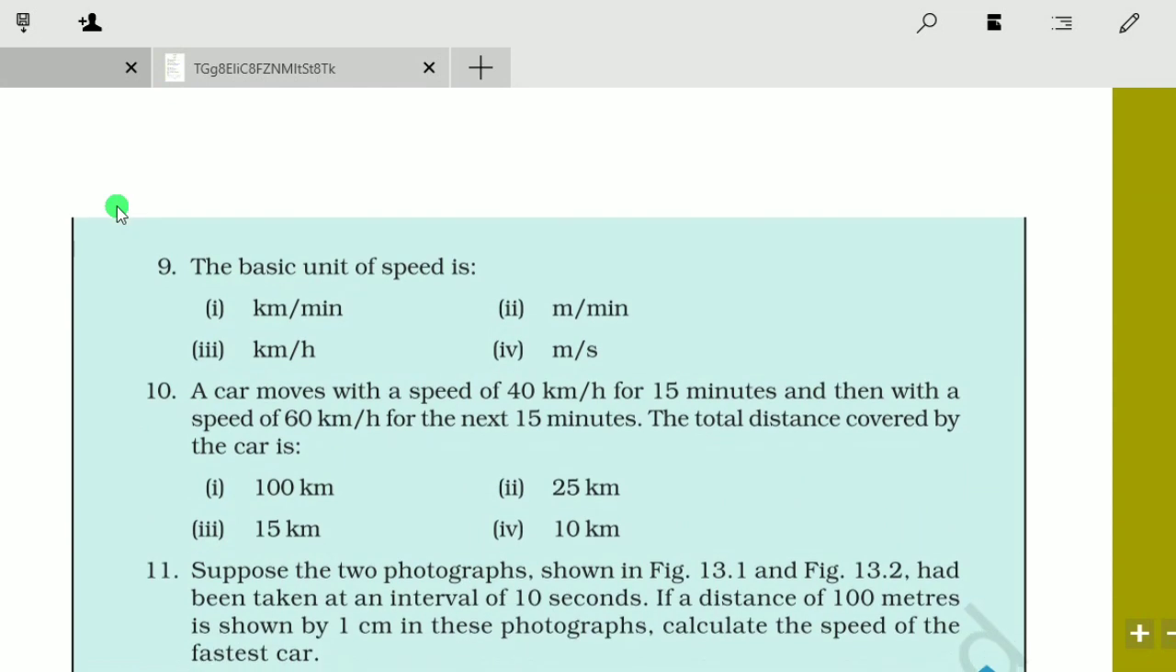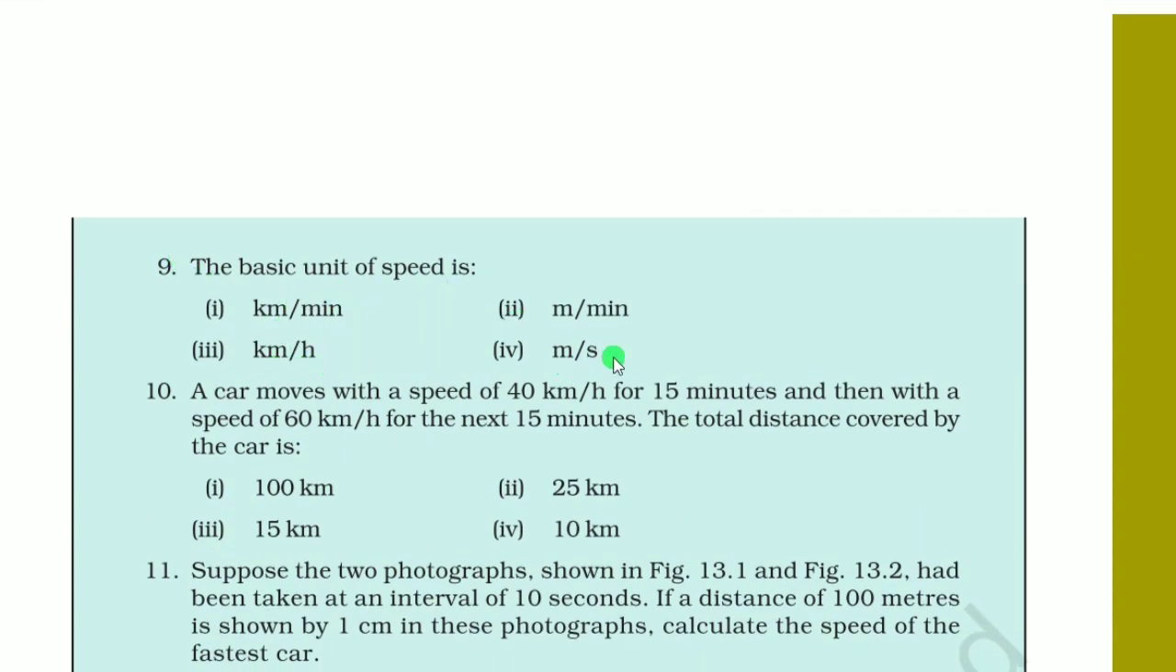Now question number 9. The basic unit of speed is: kilometer per minute, meter per minute, kilometer per hour, meter per second. I have told you, you always have to follow the SI system, which was previously known as the MKS system: meter, kilogram and second. So if it is written as meter per second, that will be the correct answer.